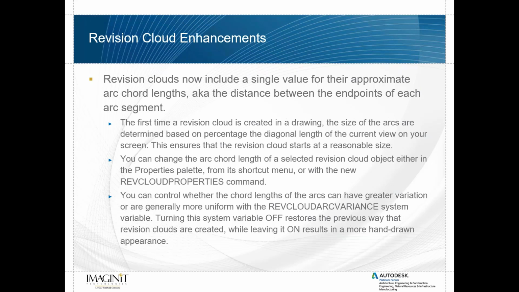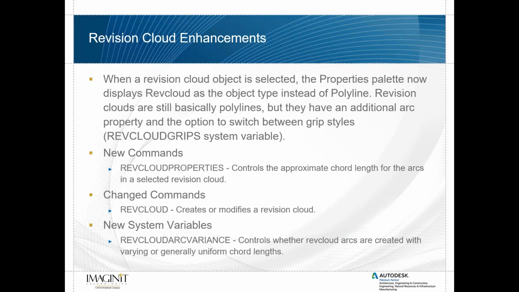You can change the arc chord length of a selected revision cloud object either in the properties palette, from its shortcut menu, or within the new Rev Cloud properties command. And you can control whether the chord lengths of the arcs have greater variation, generally more uniform, etc., with the Rev Cloud arc variance system variable. Turning this system variable off restores the previous way revision clouds were created, while leaving it on results in a more hand-drawn appearance. Now when a revision cloud is selected, the properties palette displays Rev Cloud as the object type instead of a polyline. So they have actually taken this out of being a polyline.